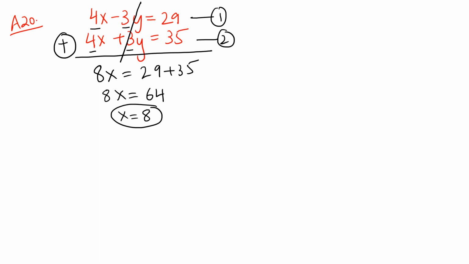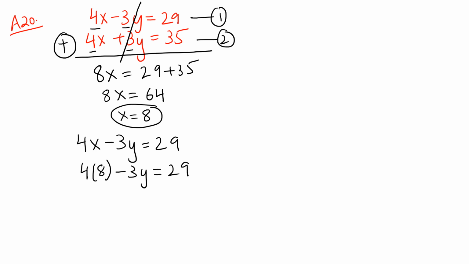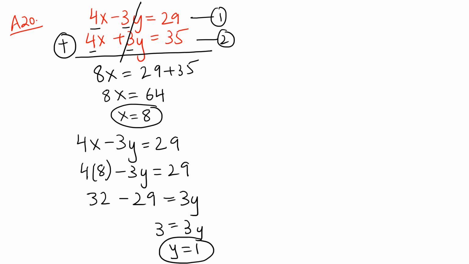Now you put back in any equation. 4x minus 3y is equal to 29. Now you can choose any equation. I'm choosing equation 1 here. So the answer would be the same. So just plug in or substitute the value of the variable. So this is 32 minus 29 is equal to 3y, or 3y is 3, so y is 1. So you have got the value of both variables x comma y as 8 comma 1.